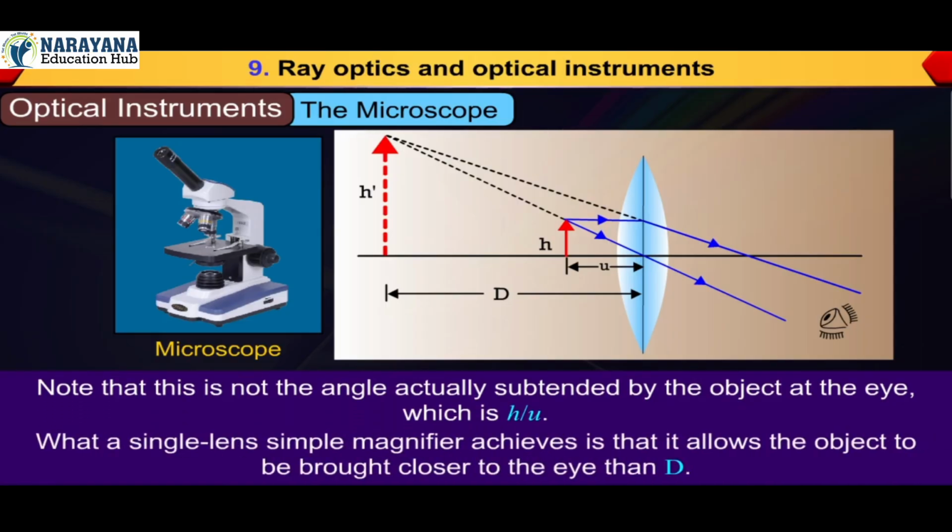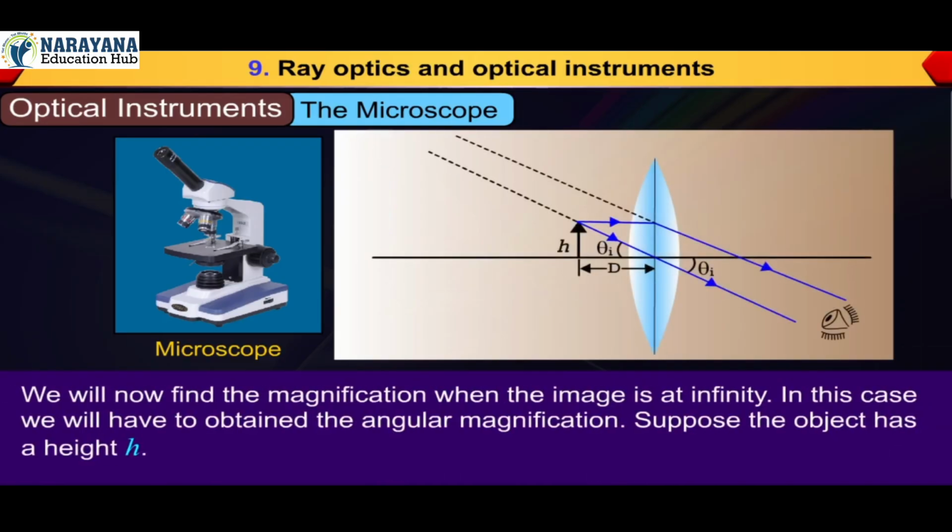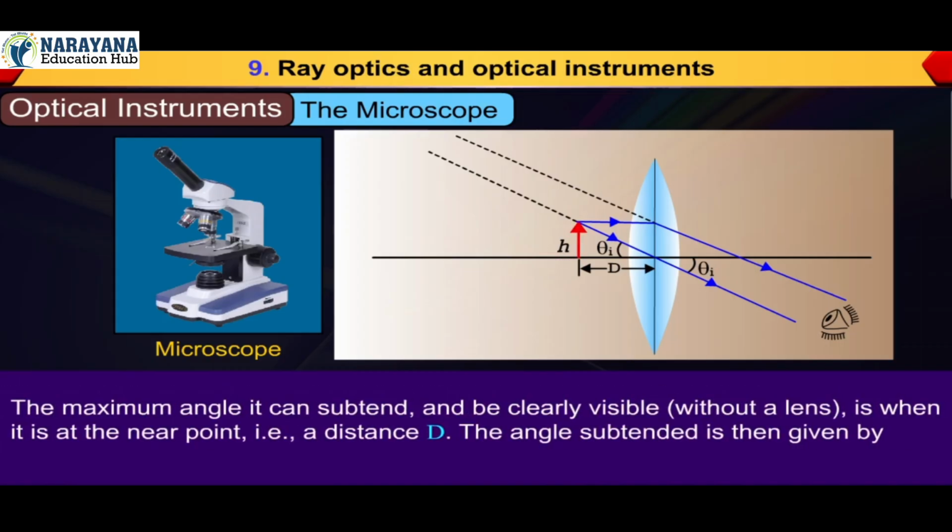What a single lens simple magnifier achieves is that it allows the object to be brought closer to the eye than D. We will now find the magnification when the image is at infinity. In this case, we will have to obtain the angular magnification. Suppose the object has a height h. The maximum angle it can subtend and be clearly visible without a lens is when it is at the near point, that is a distance D.